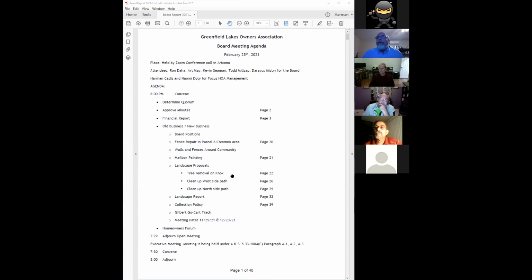We're going to go to executive session per our agenda. As you see, it's ARS 33-1804, 1, 2, and 3. If you want to know what those are, you can look them up, or executive session is for discussing personal information, mostly who owes money. So that's why we have executive sessions. Thank you very much again.